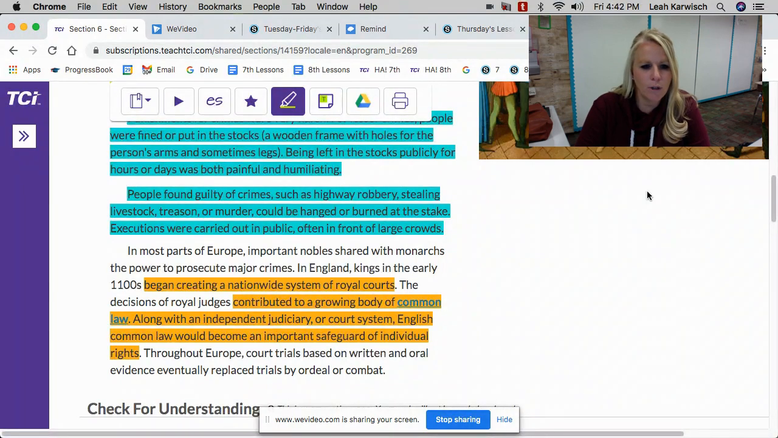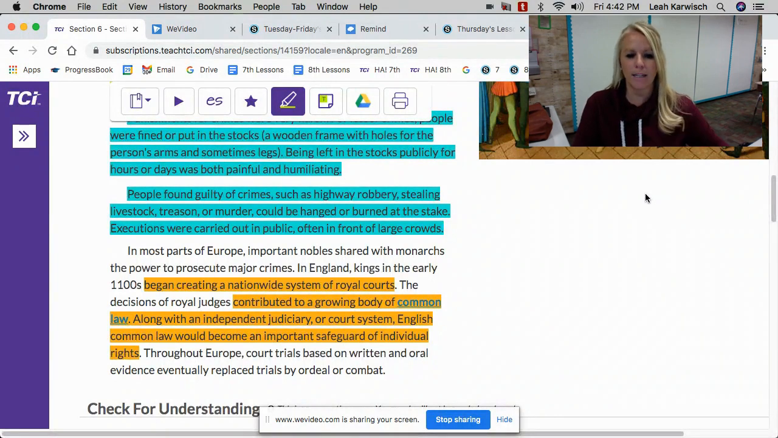The decisions of royal judges contributed to a growing body of common law. Along with the independent judiciary or court system, English common law would become an important safeguard of individual rights. Throughout Europe, court trials based on written or oral evidence eventually replaced trials by ordeal or combat. So that's really good. They get rid of those trials by ordeal or combat and actually replace it with a court system to decide if you're guilty or not.